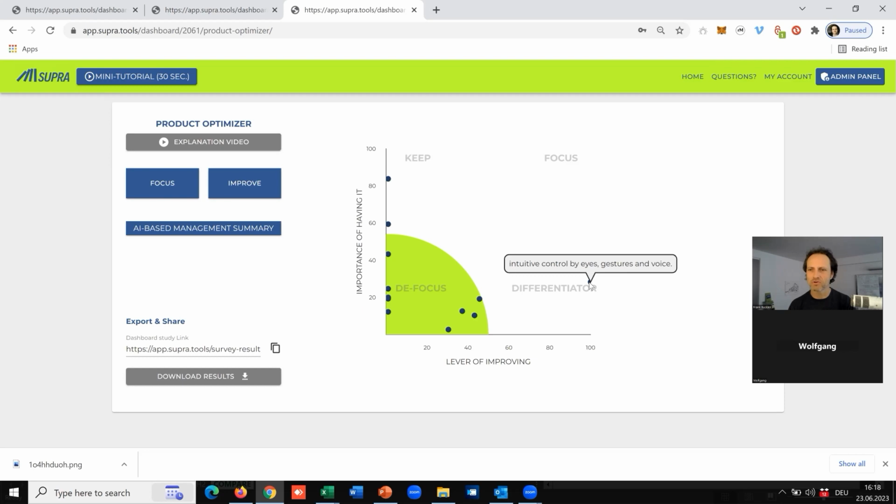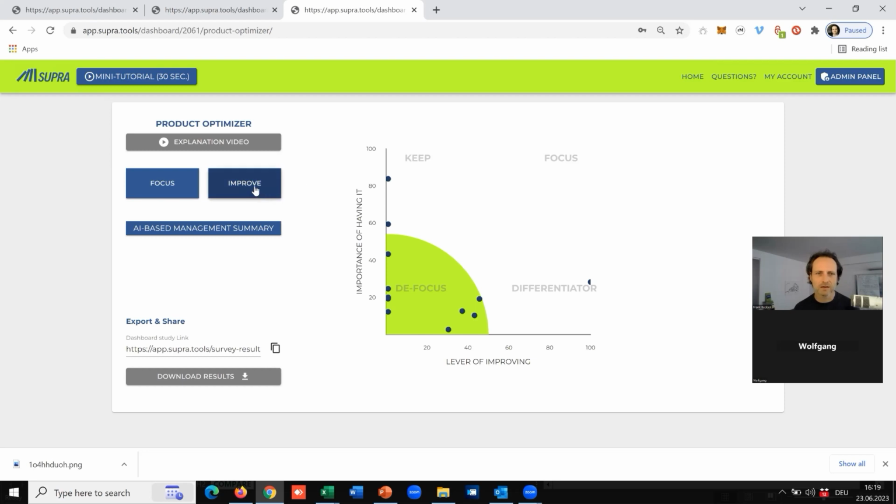That's something very interesting to the general population. That's something very new. Okay. So that's the first learning about the features. The intuitive control by eyes, gesture, and voice is the key to position on. And battery life and display resolution are important to have at a good level, but not to position on.